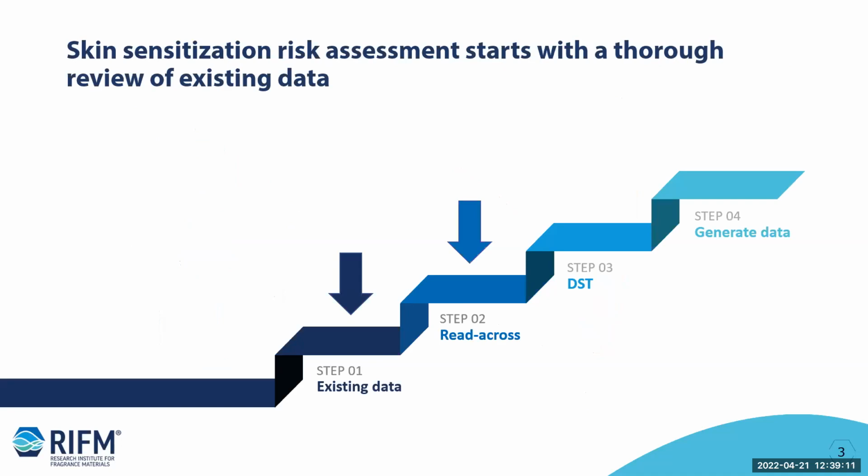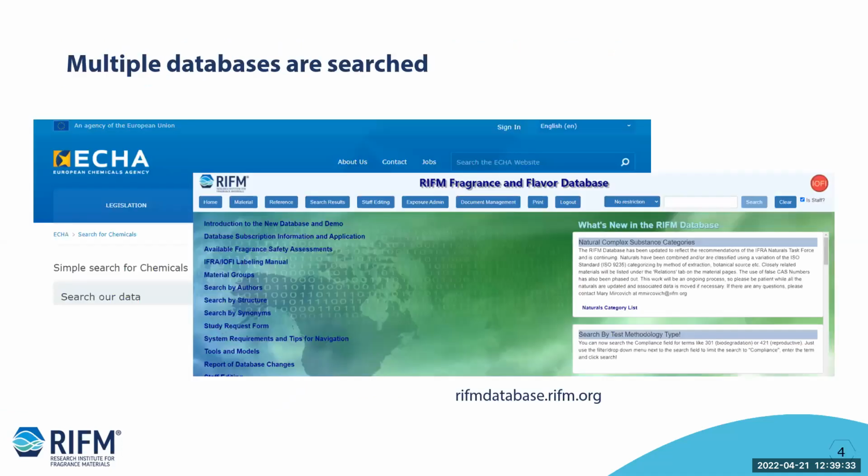We begin our skin sensitization risk assessment by thoroughly reviewing the data available on the chemical in question, as well as its structurally related materials. If the data on the target material is absent or insufficient, the data on the structural analog read across can be used for risk assessment as well. So where do we look for this existing data?